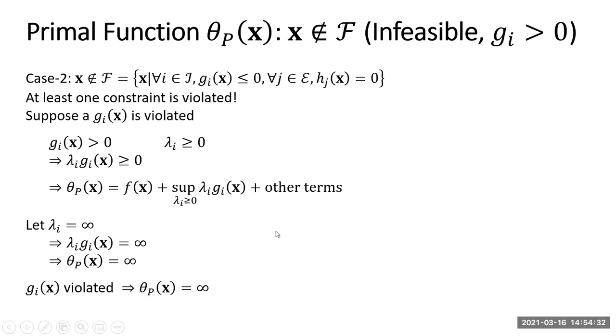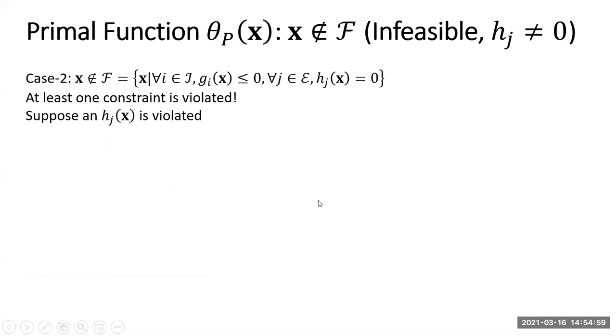Now we have to look at the other situation where an equality constraint is violated, right? We're still in case 2. Case 2 has 2 parts. An inequality constraint being violated, and the other part of case 2 is an equality constraint being violated. So let's look at an equality constraint being violated. So we proved the first part of case 2. Now let's look at the second part.